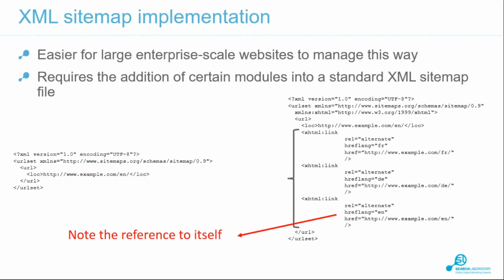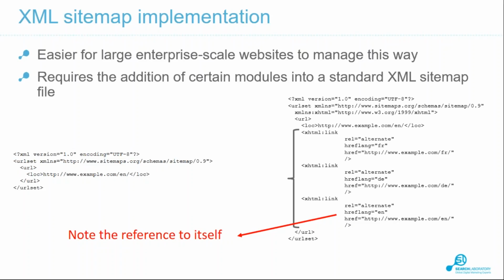One thing to note is the reference to itself, so that's one thing that was part of the page code implementation and is also part of the XML sitemap implementation. We'd always recommend having a self-referencing hreflang tag in there as well. It makes it much easier for Google to build a clear picture of how your website is structured, but it also really helps with implementation and management from what we've found.